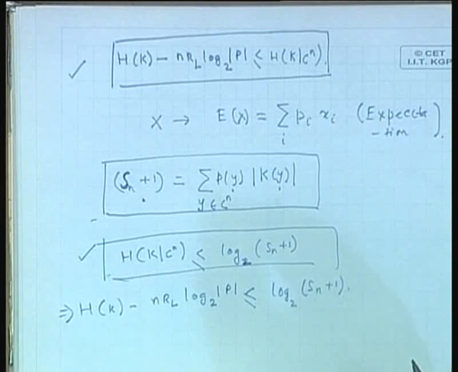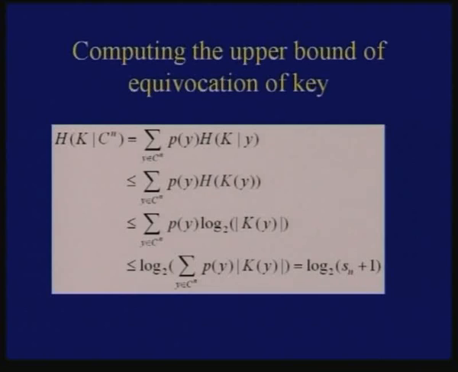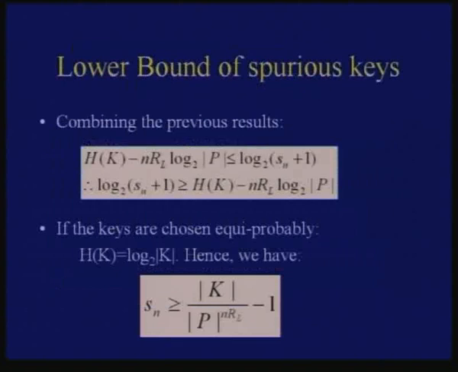Is it okay? So, that is precisely written what here. So, I write that hk minus n RL log cardinality of p base 2 is less than equal to logarithm of Sn plus 1 base 2, right. So, therefore, I can reorganize and rearrange this and write logarithm of Sn plus 1 base 2 is upper bounded by hk minus n RL log cardinality of p base 2.